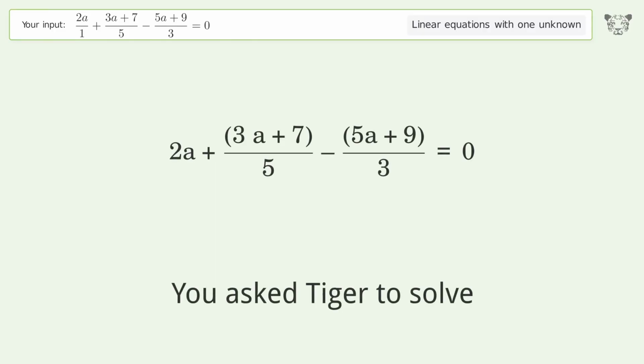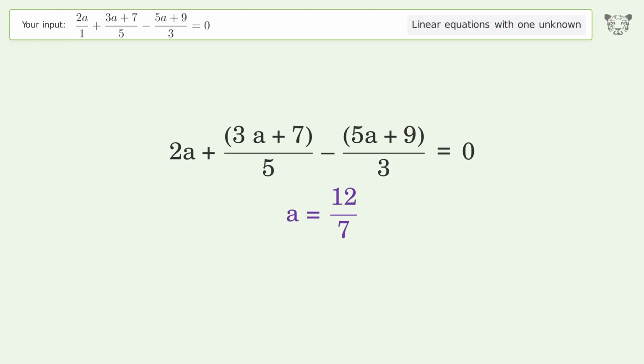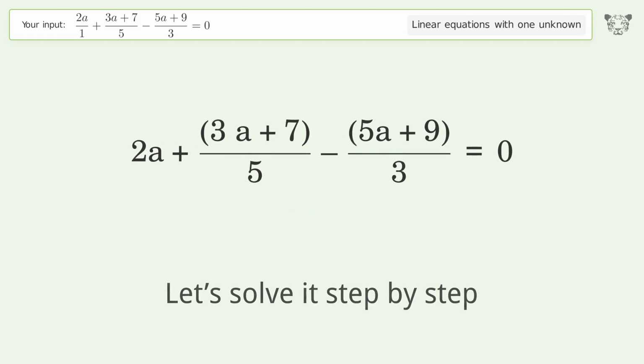You asked Tiger to solve this. This deals with linear equations with one unknown. The final result is a equals 12/7. Let's solve it step by step.